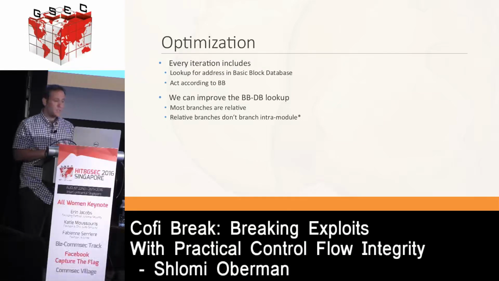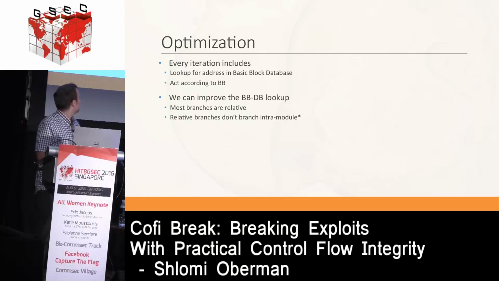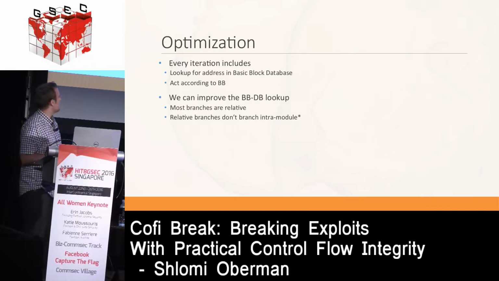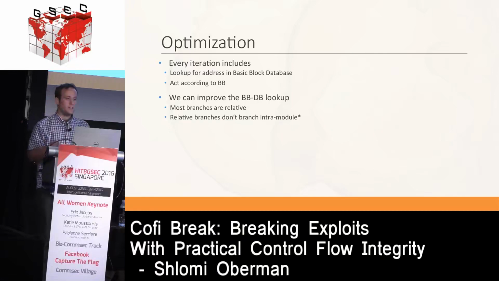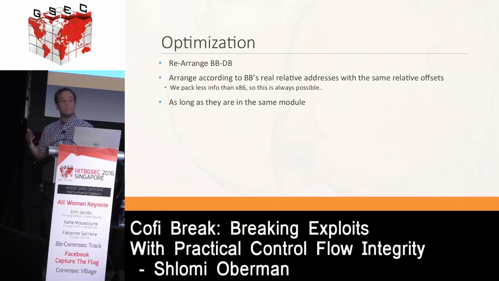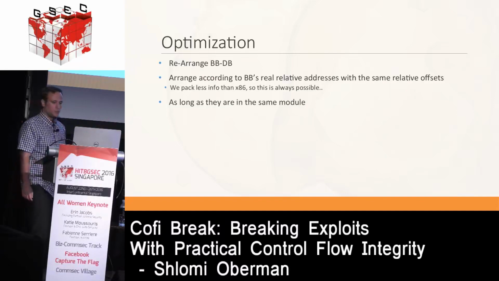We did improve this. We improved this by relying on the fact that many branches are relative. Okay, many branches are inside the same module and they're relative. And relative branches, or so we assumed, don't branch intermodule. They usually actually don't branch intermodule, right? So if you have a jump 0 or any kind of relative-based addressing branching, you know that they're inside the same module. So we can rearrange the basic block database so that different basic blocks are at the same relative address as they are in the real world. So if you have a relative branch from one basic block to another basic block, we're just calculating the difference and we can find the new basic block.